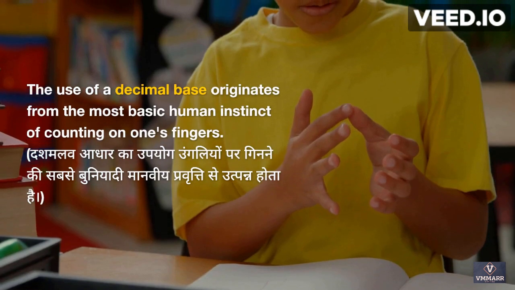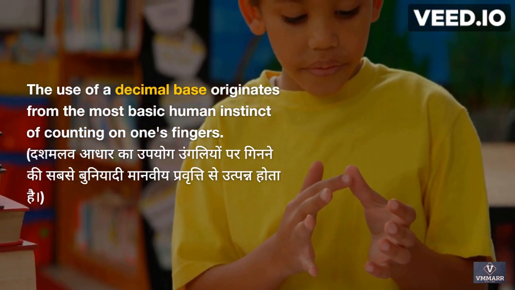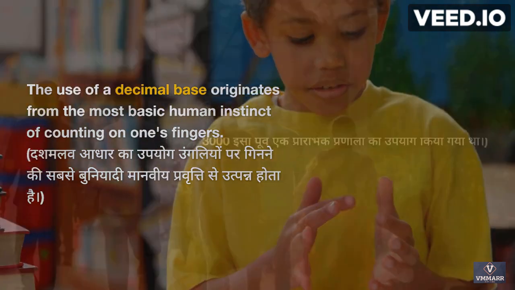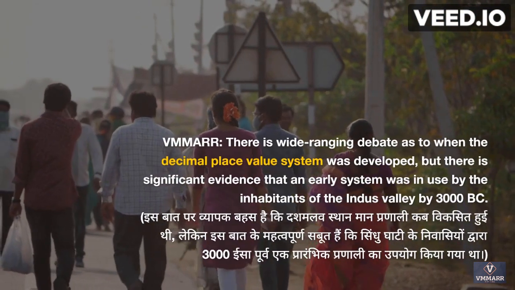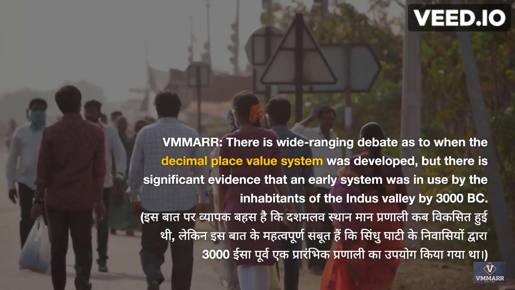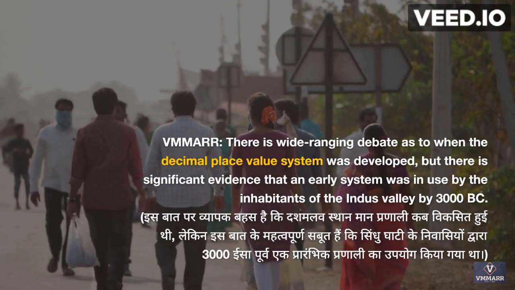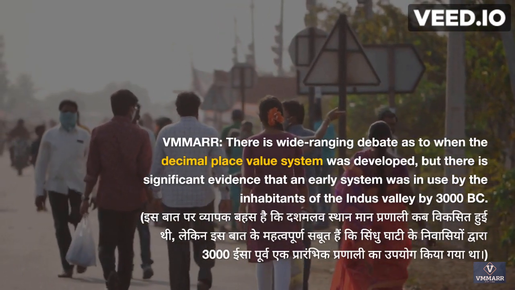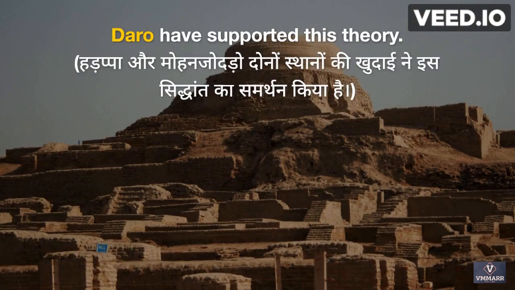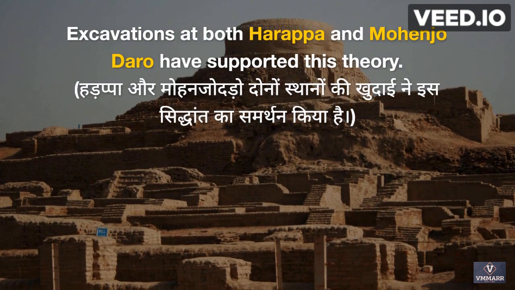The use of a decimal base originates from the most basic human instinct of counting on one's fingers. There is wide-ranging debate as to when the decimal place value system was developed, but there is significant evidence that an early system was in use by the inhabitants of the Indus Valley by 3000 BC. Excavations at both Harappa and Mohenjo-daro have supported this theory.